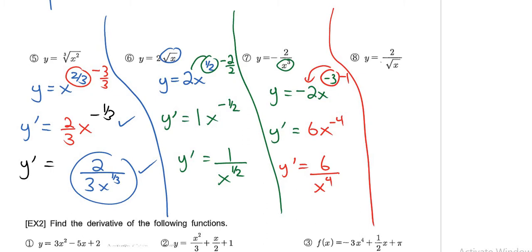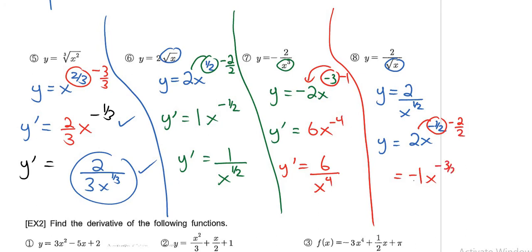Alright, so moving on to question number 8. And once again, for question number 8, you want to rewrite this so that you don't have a radical. And if you don't have a radical, it would be x to the power of 1/2. And then if you write this so that you don't have any denominators, it would be y equals 2x to the negative 1/2. And now you can apply the power rule for derivatives. Here's your power. Negative 1/2 times 2 is negative 1x. And then you need to subtract 1 from the power, which is the same thing as minus 2 over 2, which will be negative 3 over 2. And that's going to be y prime. If you want to clean this up, this is the same thing as y prime equals negative 1 over x to the 3 over 2.